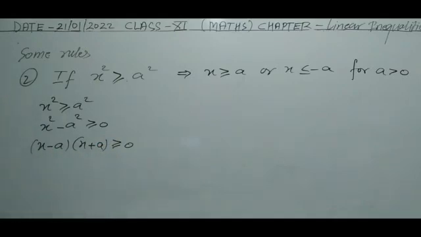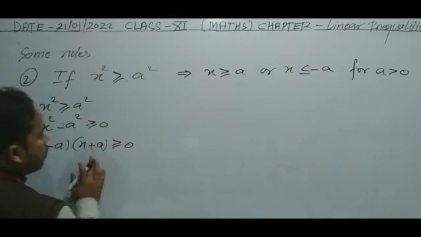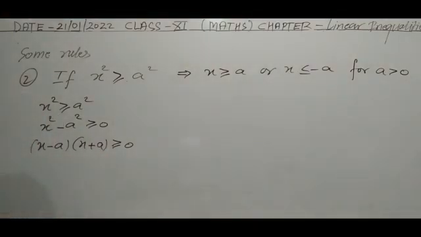So the product of two quantities is greater than 0. So this will be positive and this will be positive. Therefore the result will be greater than 0. If this is positive, it means greater than 0. So you have to take both greater than 0 or both less than 0. In the case of both greater, x is greater than a and therefore x is greater than minus a.